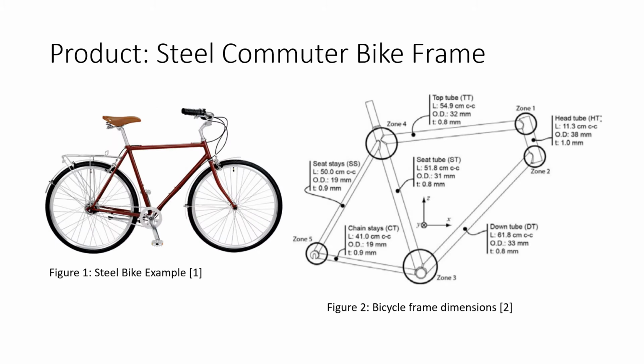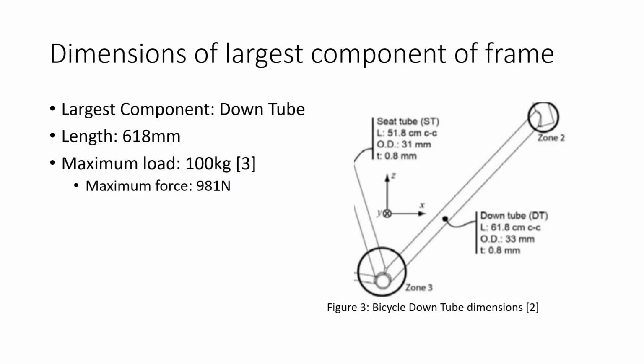The assigned product for this project was a steel commuter bike frame. To help simplify and streamline the material selection process, a diagram of the frame online was chosen, as pictured here. We assumed that the maximum force any member could take would be the entire weight of the rider. So we chose to consider the force behavior of the largest member on the frame. This component is the down tube, which has a length of 618 millimeters.